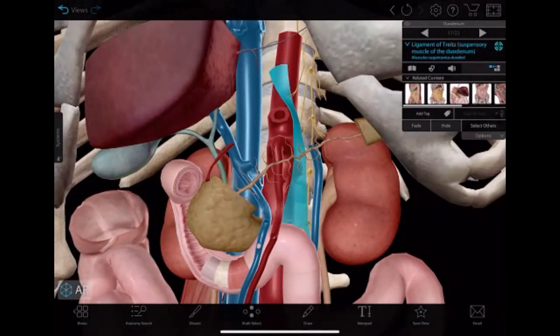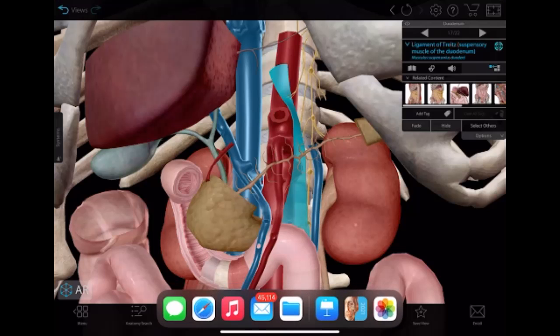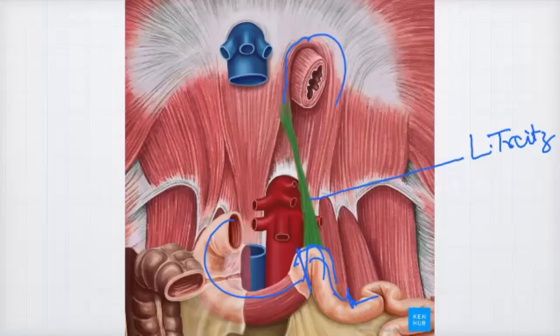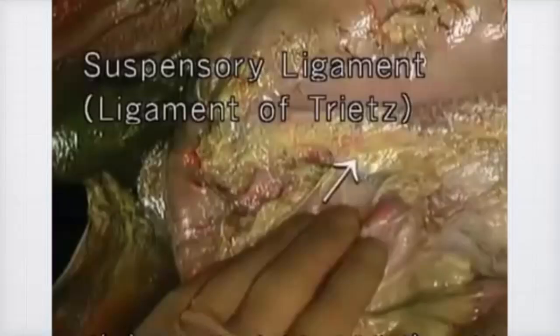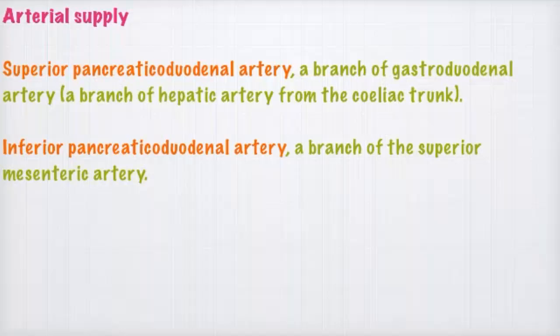Coming to the arterial supply. The superior pancreaticoduodenal artery, a branch of the gastroduodenal artery, and the inferior pancreaticoduodenal artery, a branch of the superior mesenteric artery. You see, this is the celiac trunk, and this is from the superior mesenteric artery.